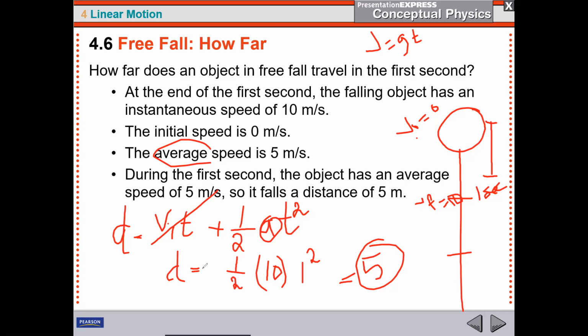Here, if you see a falling object, you have to use these two formulas, v equals g t or d equals half g t squared. If the object is going down, I throw it and it goes down, I will use the same big four equations, but instead of a, you have to put g.